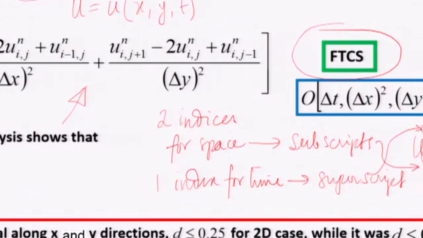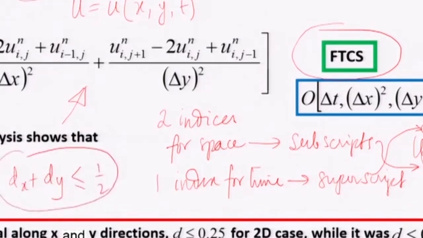Now, if you are concerned about the stability, because this is an explicit scheme that we are talking about, then of course, you have to go back and do the von Neumann stability analysis. And then von Neumann stability analysis says that the stability condition would be something like this. So, these are essentially the diffusion numbers along the two directions x and y. So, if you call them dx and dy, of course, in a suffix sense, then a summation of those two would be less than equal to half.